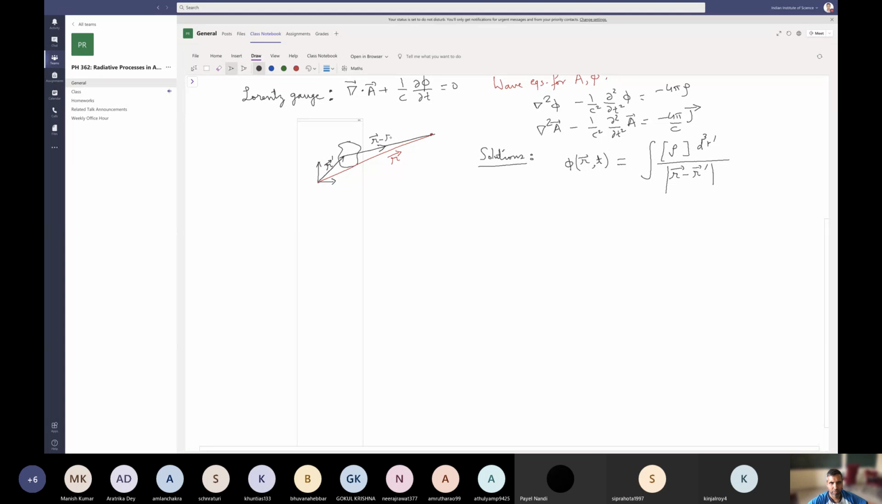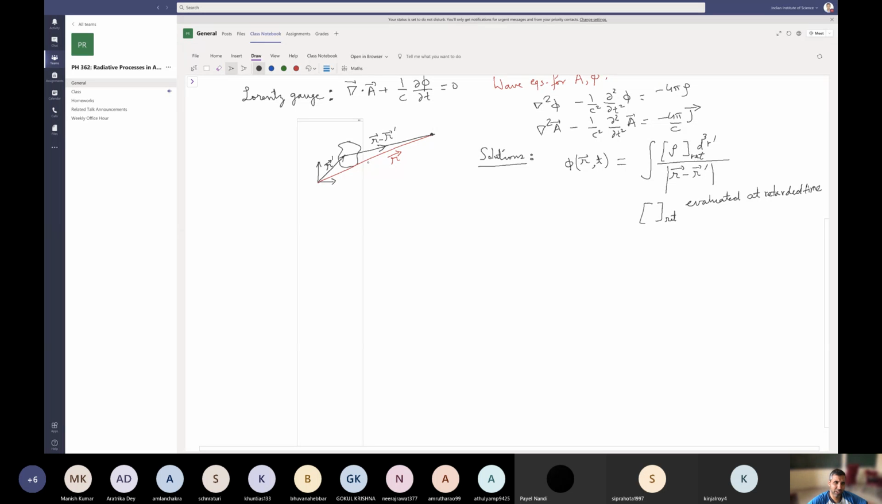This is R minus R prime. So this is the point where I want to know the value of potential. So this is the expression for this. This is nothing but rho integrated over this whole volume, and you divide this. And this square bracket that I have indicated here, we write it as RET. Basically, this means a quantity evaluated at retarded time. So what is retarded time?